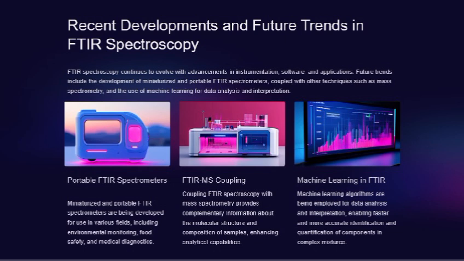Portable FTIR spectrometers. Miniaturized and portable FTIR spectrometers are being developed for use in various fields, including environmental monitoring, food safety, and medical diagnostics. FTIR-MS coupling. Coupling FTIR spectroscopy with mass spectrometry provides complementary information about the molecular structure and composition of samples, enhancing analytical capabilities. Machine learning in FTIR. Machine learning algorithms are being employed for data analysis and interpretation, enabling faster and more accurate identification and quantification of components in complex mixtures.